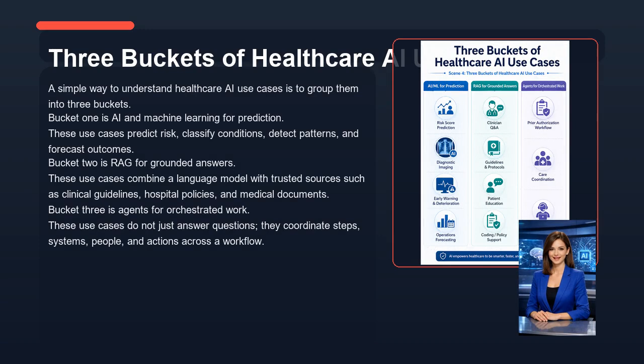A simple way to understand healthcare AI use cases is to group them into three buckets. Bucket 1 is AI and machine learning for prediction. These use cases predict risk, classify conditions, detect patterns, and forecast outcomes. Bucket 2 is RAG for grounded answers. These use cases combine a language model with trusted sources such as clinical guidelines, hospital policies, and medical documents. Bucket 3 is agents for orchestrated work. These use cases do not just answer questions, they coordinate steps, systems, people, and actions across a workflow.